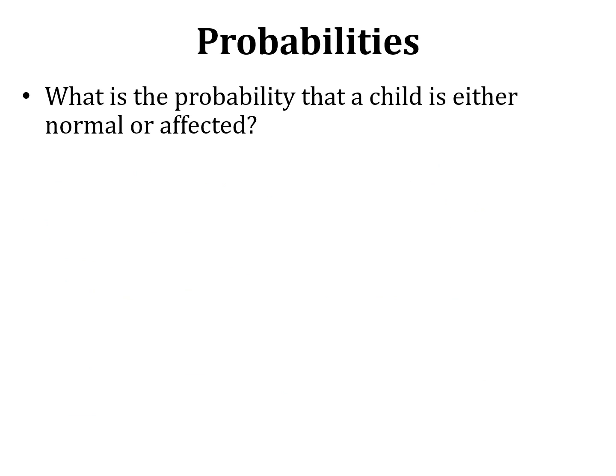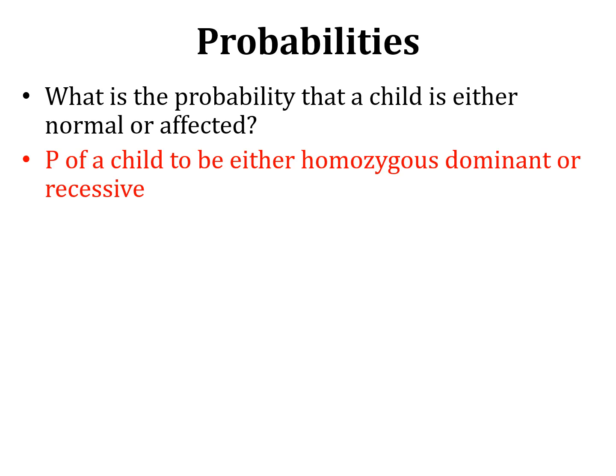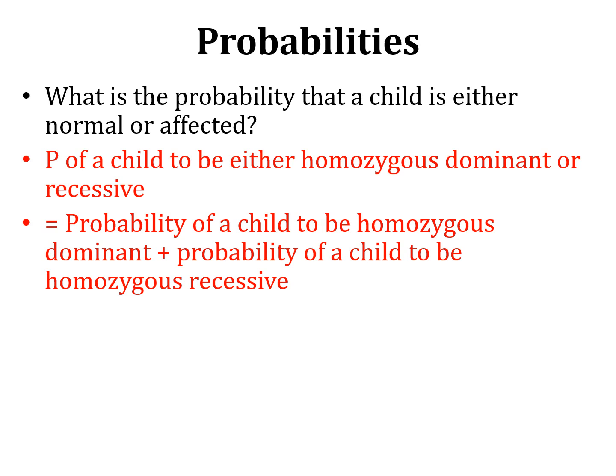Now our last question is, what is the probability that a child is either normal or affected? So probability for a child to be either homozygous dominant or recessive. Why? Because the normal individuals are those who are homozygous dominant, and the affected individuals are those who are homozygous recessive. So we have to put down the probability of a child to be homozygous dominant plus probability of a child to be homozygous recessive. Now again, we are talking about the compound probability, but in this case we are taking the sum of these individual probabilities.